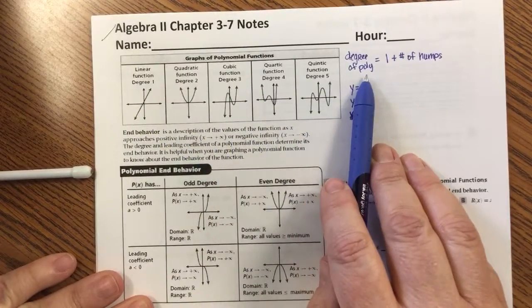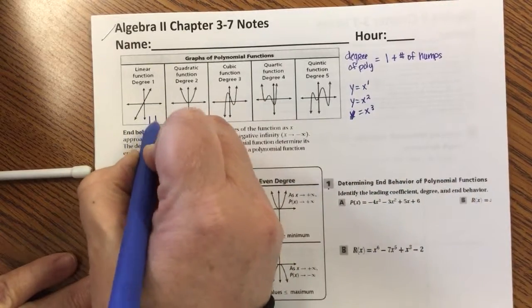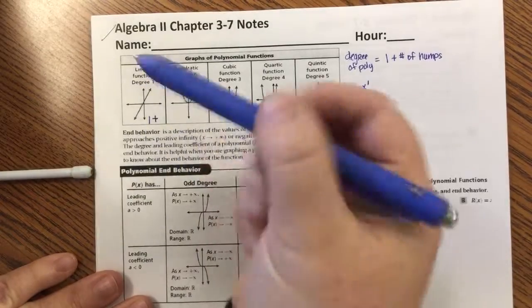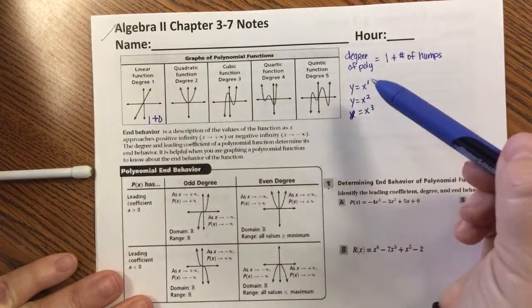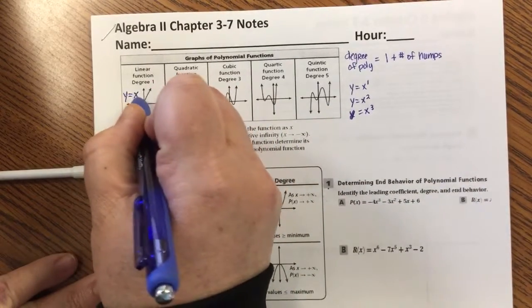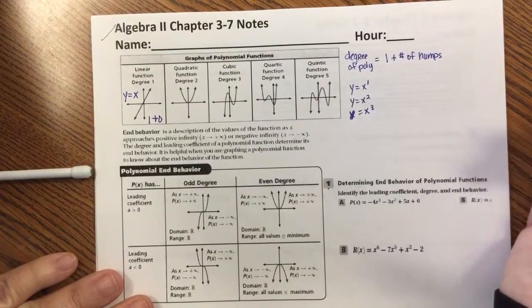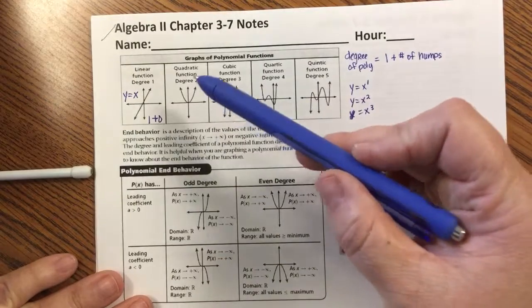The degree of the polynomial is 1, okay, so 1 plus the number of humps. This is a straight line, so it has 0 humps. Therefore, its highest power is 1. So it would be y equals x to the first. There's always an understood 1 there. We do not have to write it. We can apply that same process with the quadratic.